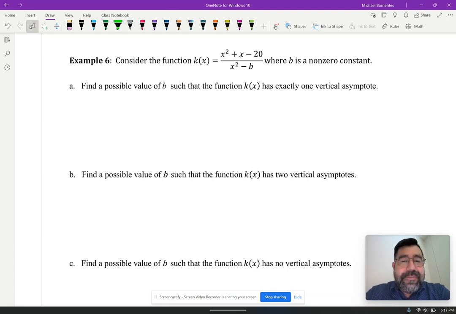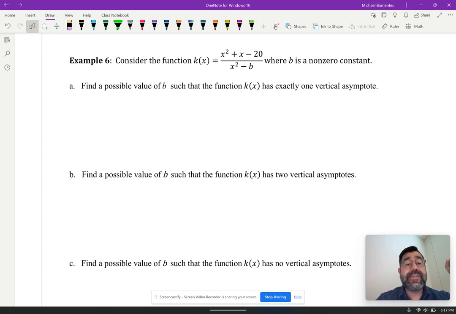Hello, welcome to the final video here with example 6. Example 6 is asking us to consider this function. So it's a rational function. I have a quotient. I have something divided by something. B, I don't know what number that is, but I know that it's not 0. B is a non-zero constant.